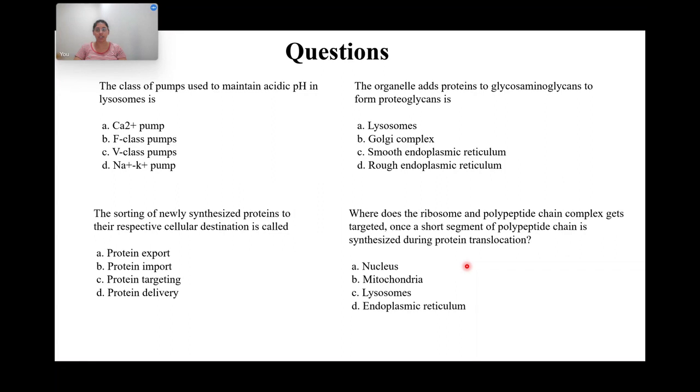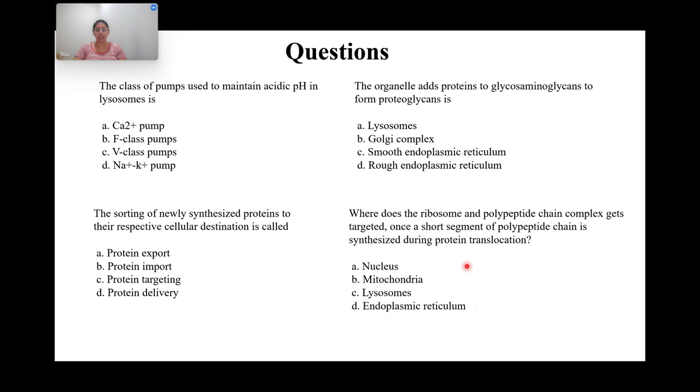Yeah, the first one is V class pump, which are in the lysosome and maintain the pH. Second is Golgi complex, as we had seen that they are able to add the glycosaminoglycans to the proteins. And then, as I had mentioned first, you target the protein. Because you are trying to reach the destination location where it is being sent, it is called protein targeting and not delivery. And once a short segment of polypeptide chain has been synthesized, it is targeted to the endoplasmic reticulum.